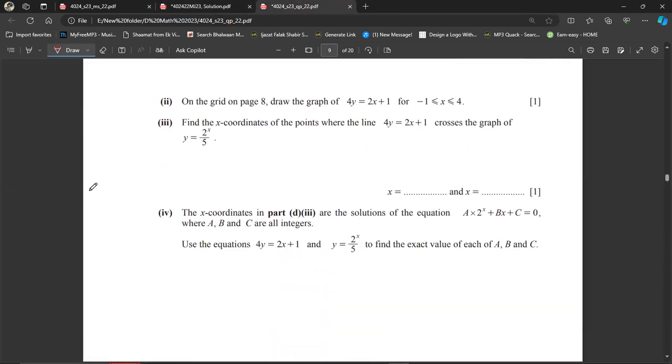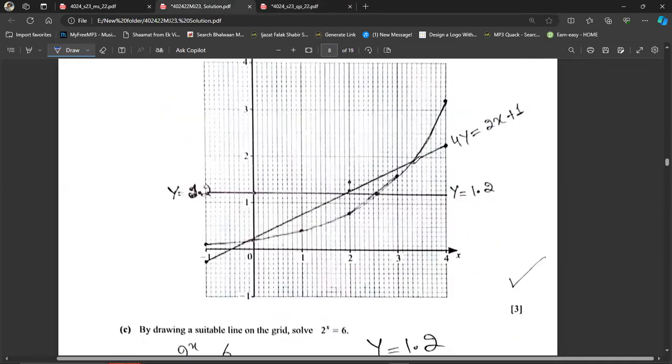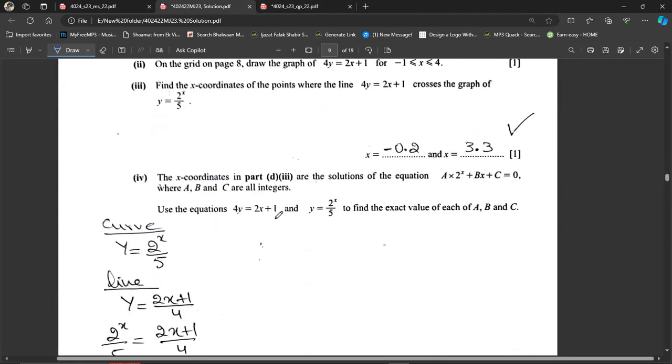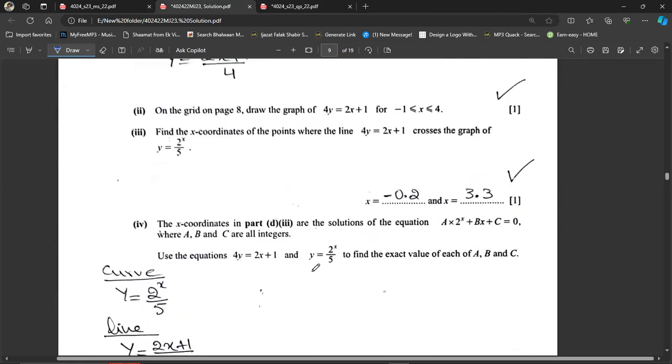Okay, then he says find the x coordinates of the points where the line 4y equals 2x plus 1 crosses the graph of y equals 2^x divided by 5. So where they cross each other, they cross here and also here. This value is minus 0.2, the value of x there. And at this point of intersection, the value of x is 3.3. So I will note those values, minus 0.2 and 3.3.